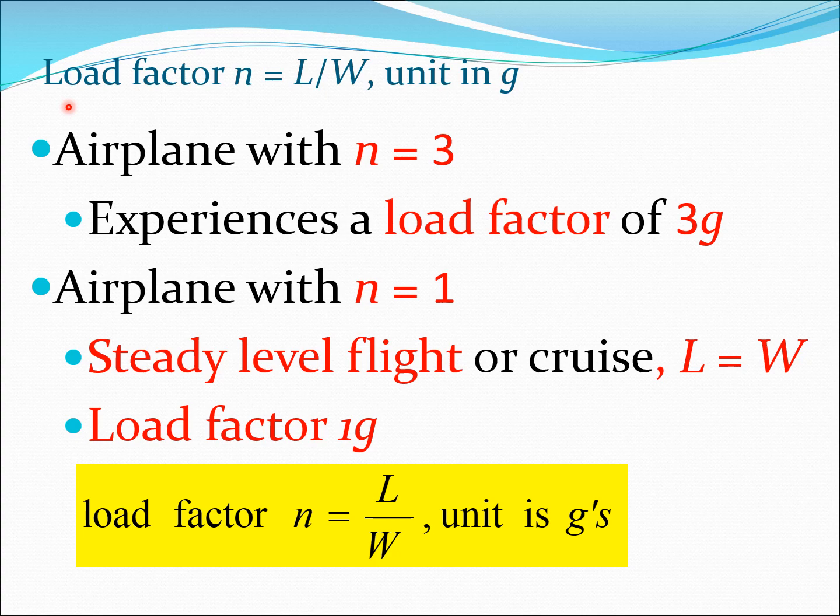Let us recapitulate this very important concept of load factor, which is the lift divided by the weight, in units of g. If an airplane has a load factor of 3, it experiences 3g, or 3 times the acceleration due to gravity. If the airplane has a load factor of 1, it corresponds to steady level flight or cruise, which is L equals W, and the load factor is just 1g. This is the normal situation when you are flying in steady level flight: n equal to 1, or L equal to W. In general, when you are performing maneuvers, the load factor will go up beyond 1, and those numbers are going to have consequences on your aircraft and the people involved.